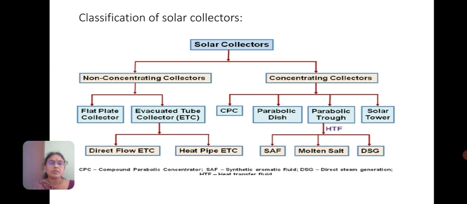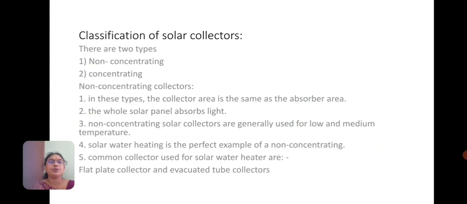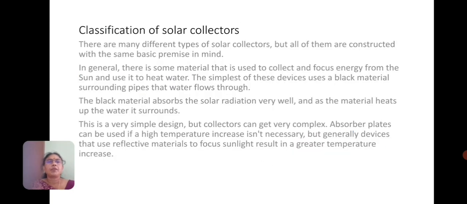So, once again, the classification of solar collectors falls into two general categories: concentrating and non-concentrating. In the non-concentrating type, the collector area, that means the area that intercepts the solar radiation, is the same as the absorber area, that means the area that absorbs the radiation.